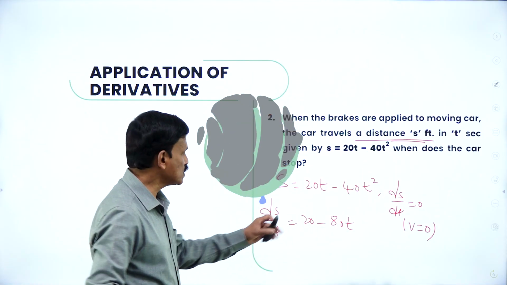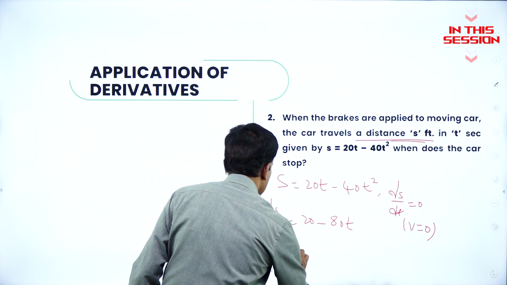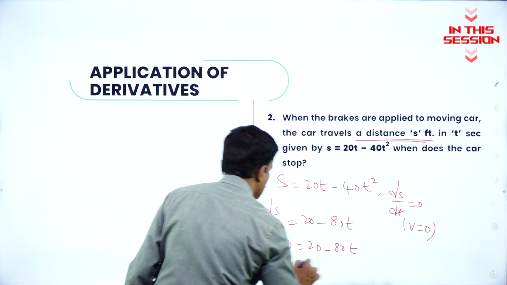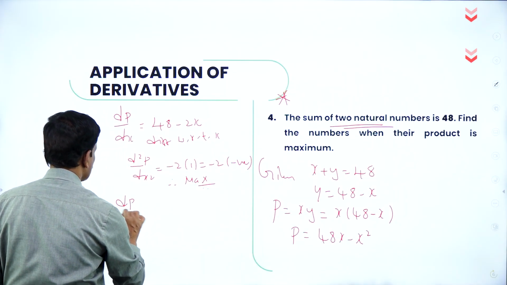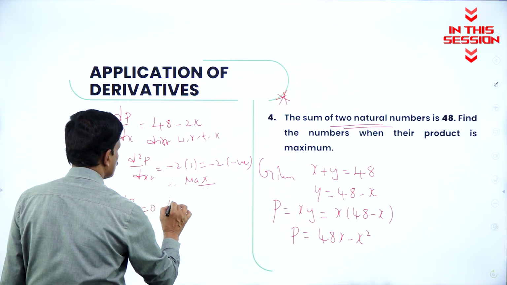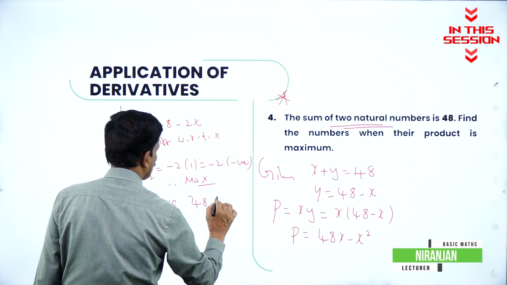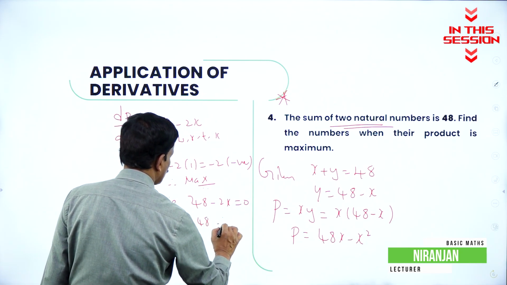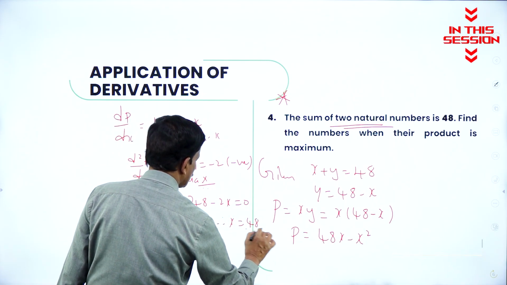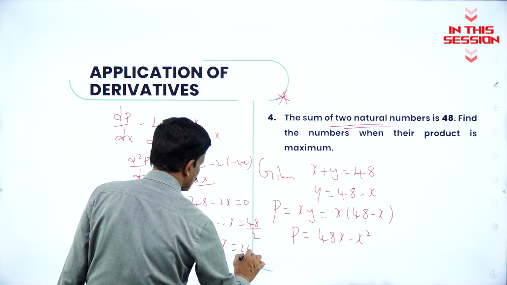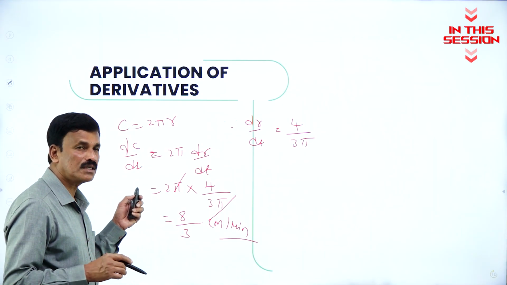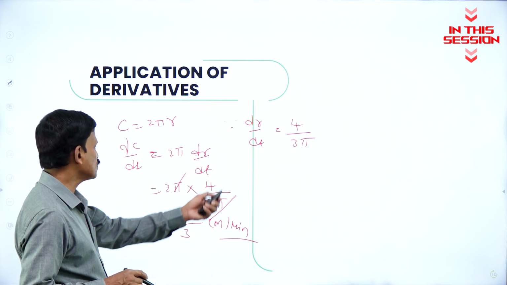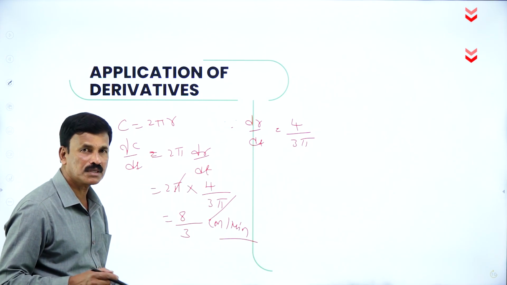When the brakes are applied, it means velocity is equal to 0, ds by dt is equal to 0. 0 is equal to 20 minus 80t. dp by dx is equal to 0 means 48 minus 2x is equal to 0. 2x is equal to 48, therefore x is equal to 48 by 2, x is equal to 24. Circumference is 2 pi r, differentiate with respect to t, 2 pi dr by dt, dr by dt is known, substitute, you will get 8 by 3 centimeters per minute. That's it.